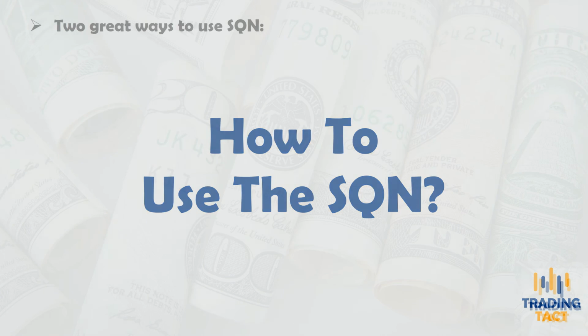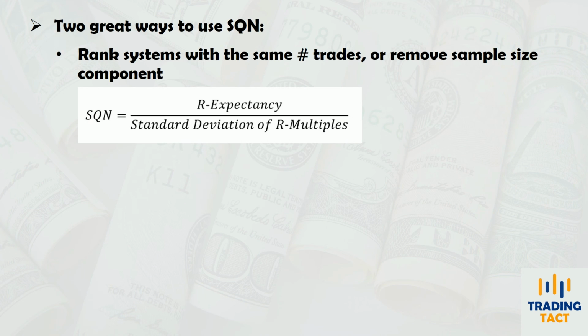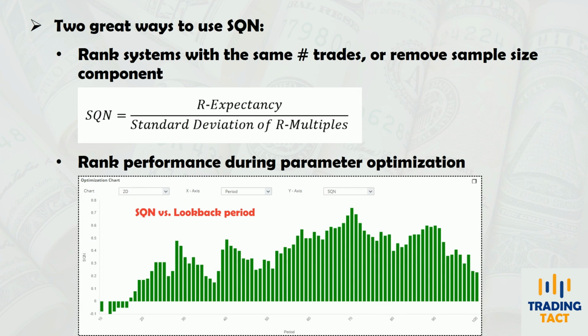Personally, I do not use the SQN because of the drawbacks mentioned above, but that doesn't mean it can't work for you. Here are two great ways to use the SQN. You can rank systems with roughly the same number of trades, or you can remove its reliance on sample size and simply compare the ratio of expectancy over standard deviation. You can also use the SQN for parameter optimization for a particular system.